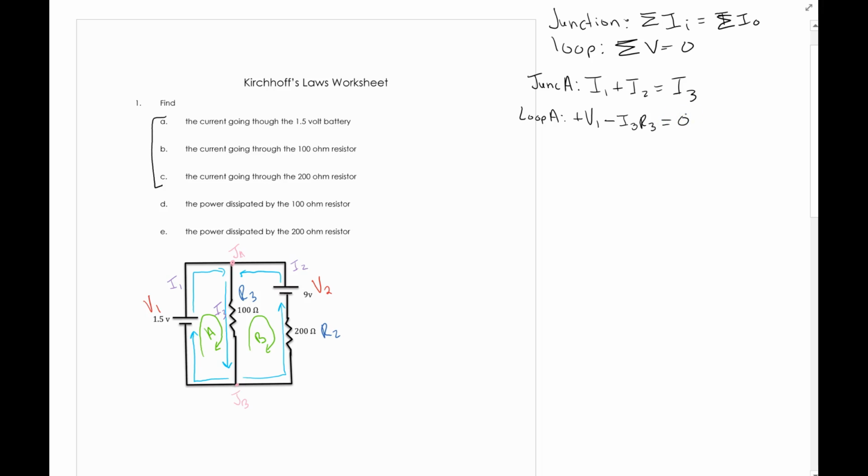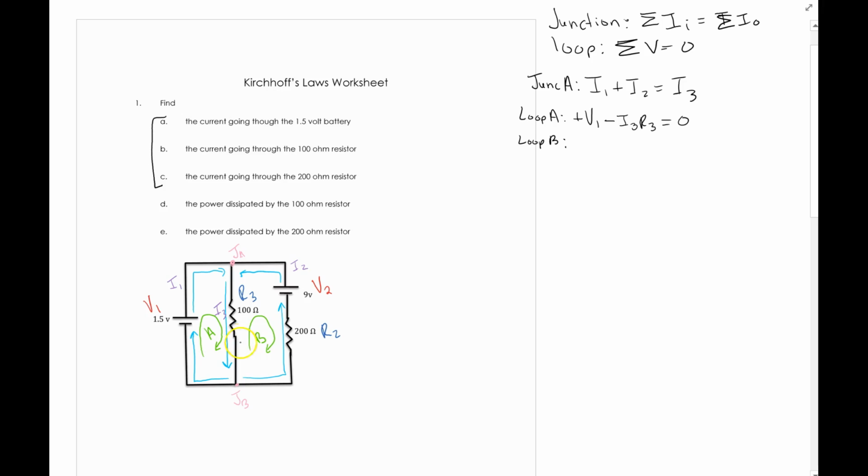From here, I'm now able to go to loop B. I can start at any particular point in this circuit. I'm going to go ahead and start with this one.